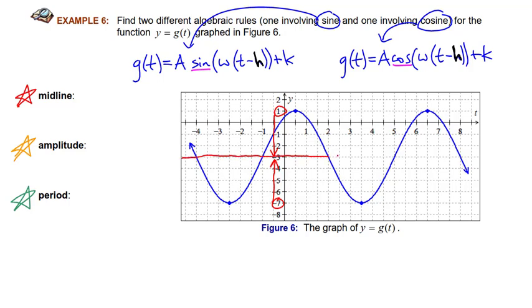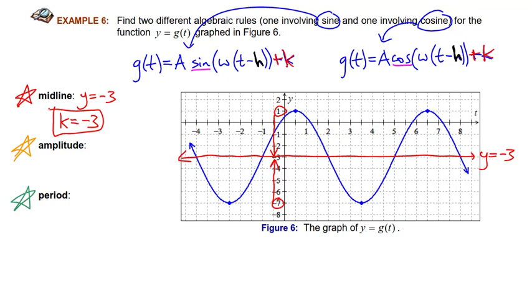So this line here, y equals -3, is the midline. So our midline is y equals -3, and that turns out to dictate what the value of k is. K represents the midline in the algebraic rules, and so piecing these two together, we realize we're going to have to use the k value -3. And we write our formulas at the end.